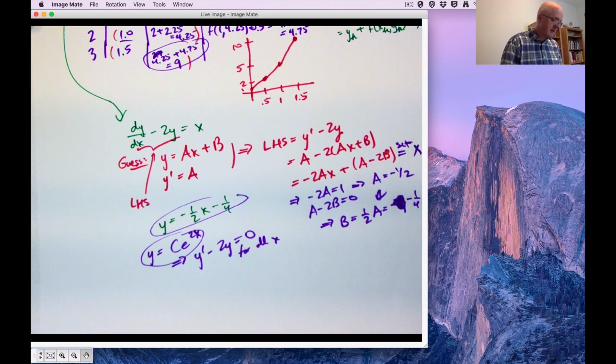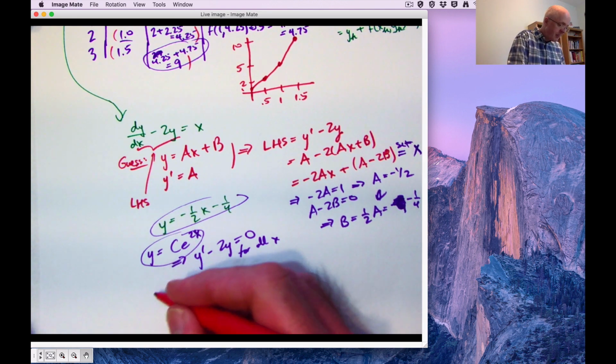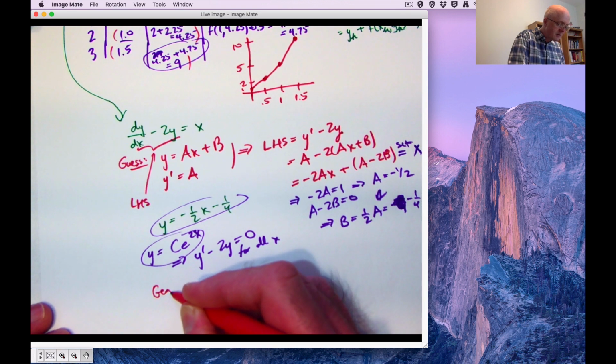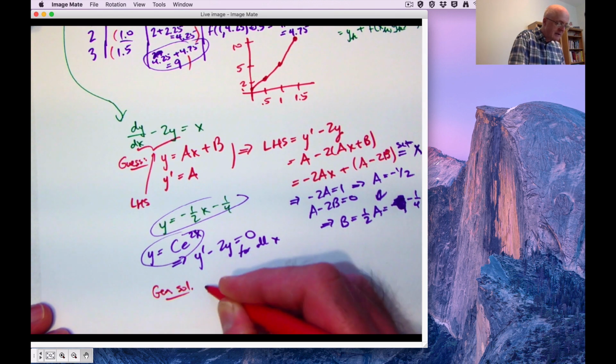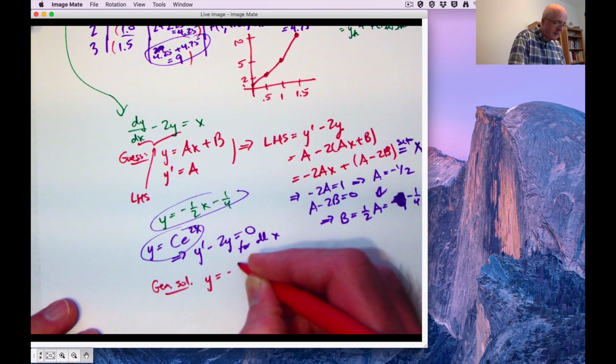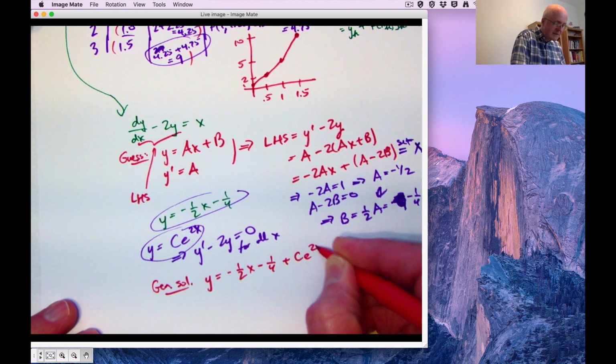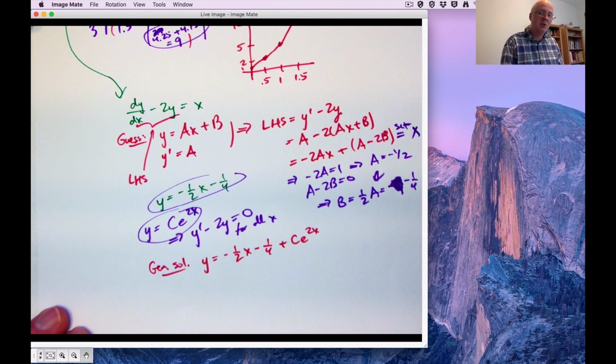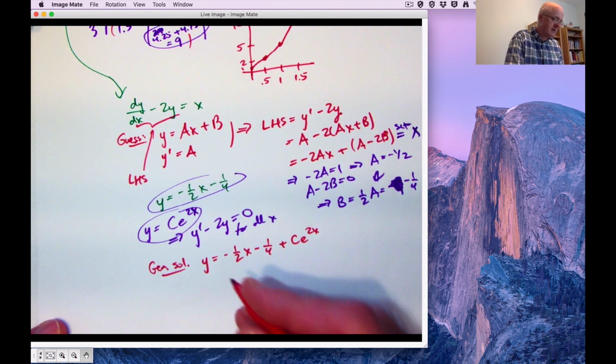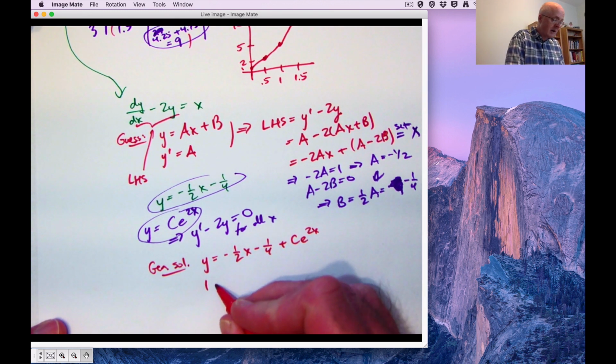That's the educated guessing here, though again, it's trickier. The general solution, in fact, is negative 1/2 x minus 1/4 plus c e to the 2x. And now I want to choose c to satisfy the initial condition: when x is 0, y is 1.